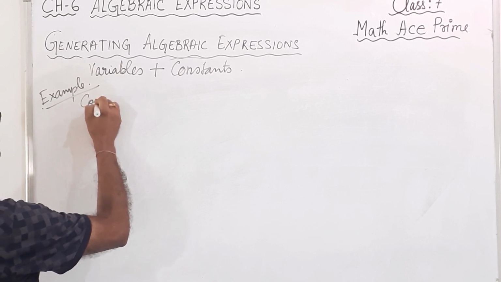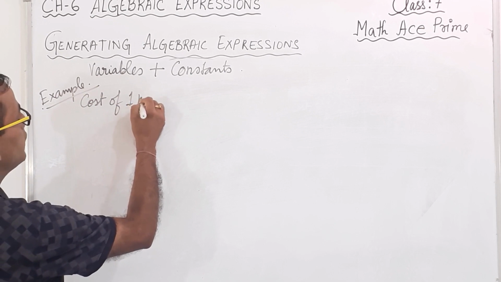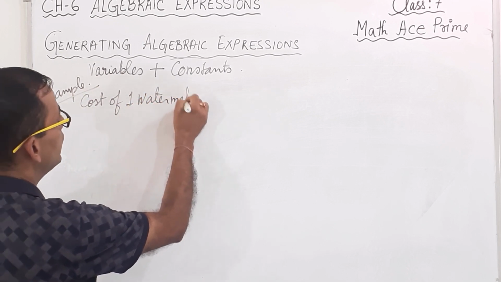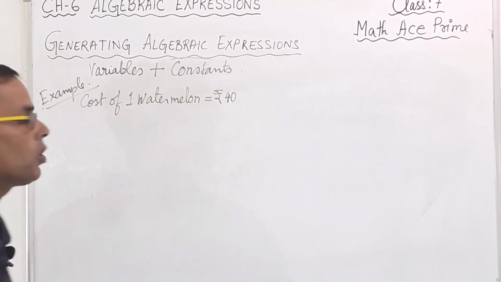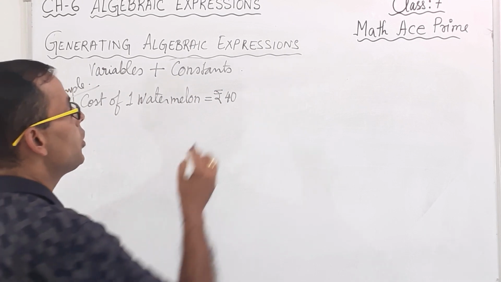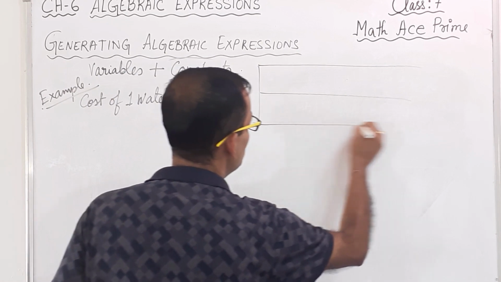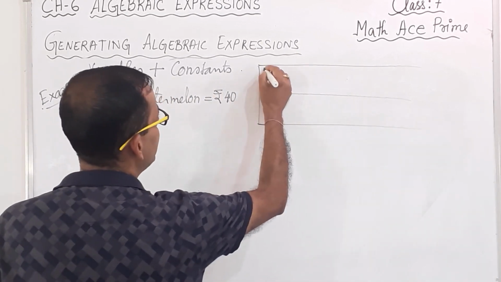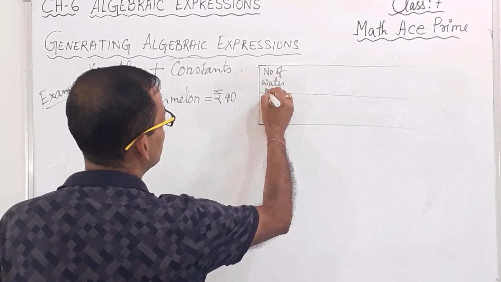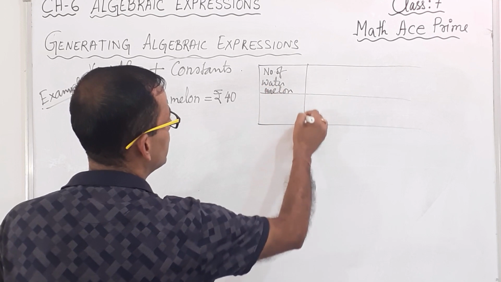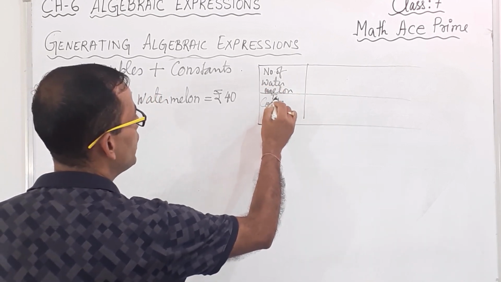Suppose the cost of one watermelon, I am taking it as rupees 40. Okay, cost of one watermelon I am taking rupees 40. Now if I make two rows, and if I write here number of watermelon, and here cost, or if I say total cost.